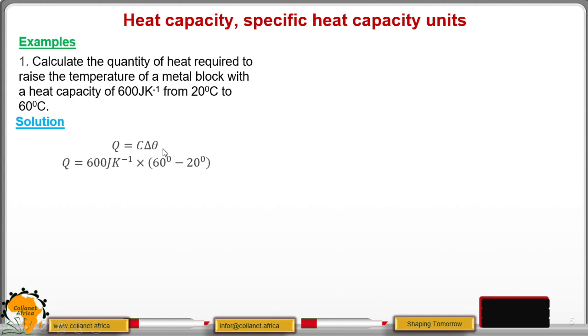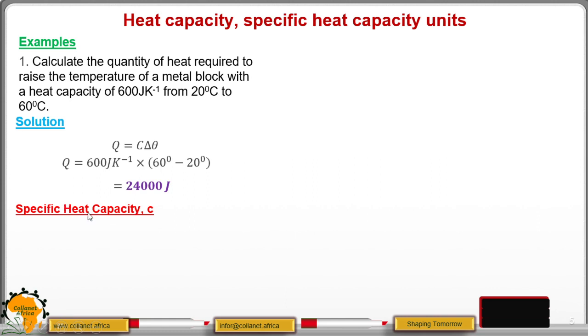After writing the formula, you are supposed to substitute the values. Your C is 600 joules per Kelvin, and the change in temperature will be from 20 to 60. You get the change that gives you 40 degrees Celsius. When you multiply, you find that it is 24,000 joules.